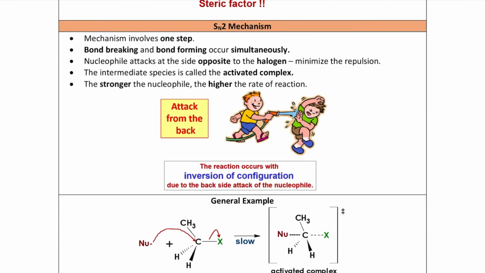So gambar rajah ni just untuk explain ataupun ingatkan kamu the key mechanism of SN2 adalah dia mesti attack from the back. So nucleophile tu mesti serang dari belakang untuk minimizekan repulsion. So the reaction occur with inversion of configuration due to the backside attack of the nucleophile. Disebabkan nucleophile tu attack from the back, dia menyebabkan inversion of configuration. So maksudnya kedudukan atom tadi mungkin di depan, sekarang dah jadi belakang. So dia terbalik lah.